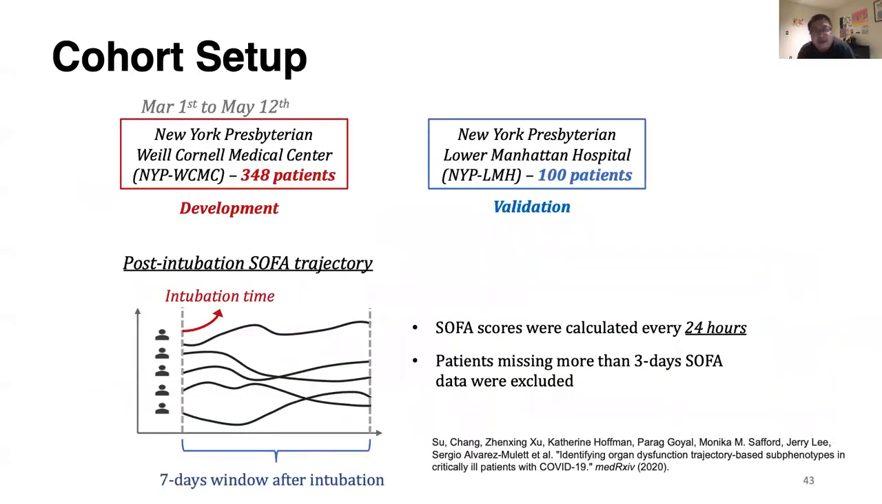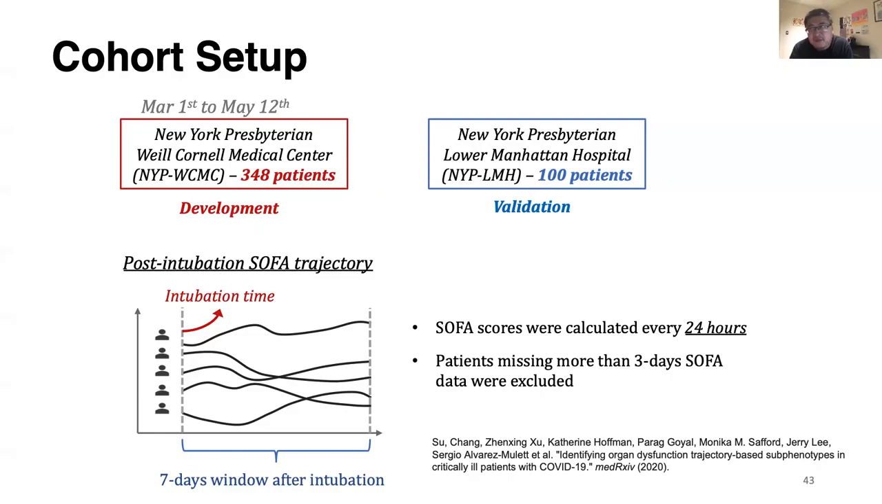And we have investigated the trajectory subphenotyping using the cohort of patients in NYP Weill Cornell from March 1st to May 12th, and we validated the discovered subphenotypes using another independent hospital from NYP, Lower Manhattan. And the SOFA scores were handled similarly to what we did with the albumin level. We aggregated the SOFA score for each day.